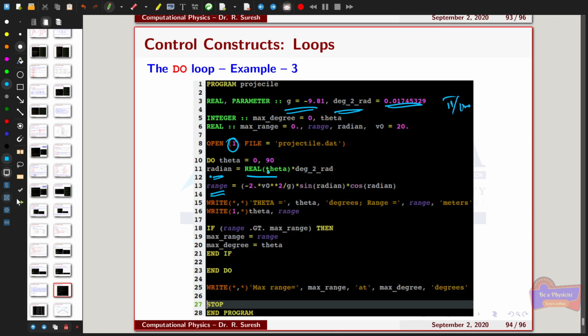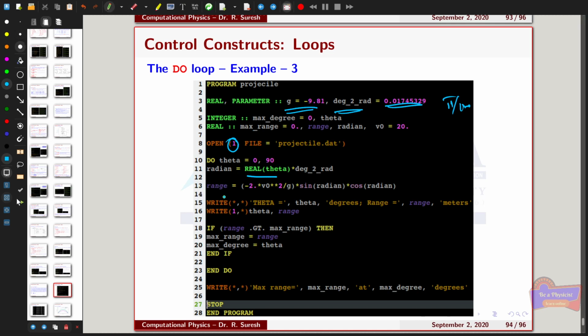So you have to convert this theta value into a real value for multiplying with the real value to avoid mixed mode arithmetic operations, and then you can calculate the range with the formula minus 2 v0 squared divided by g into sin theta into cos theta. Once you have calculated the value of range, you can print the values, and you can also find out the maximum. Suppose you have values from 0 to 90 for different angles, you will get different range values.